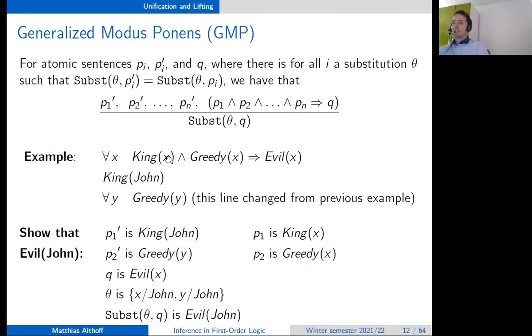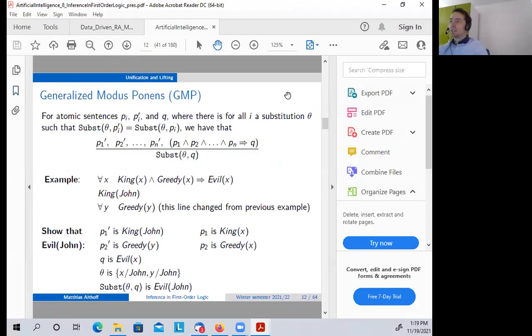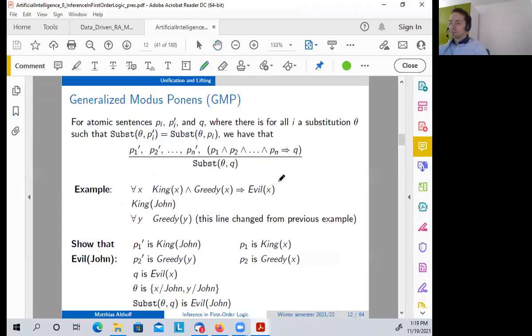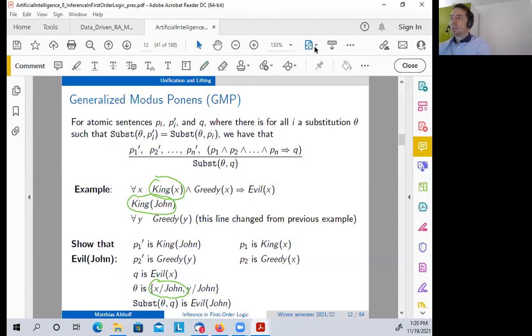So now what we have is, okay, we have King(x) here and we have King(John) here. Maybe I can use my pen and show this a little better. Okay, so this here matches this. But of course, in order to make this match, we have to use this replacement, and we have to replace x with John. And I can use maybe another color. First, I think I have to go here.